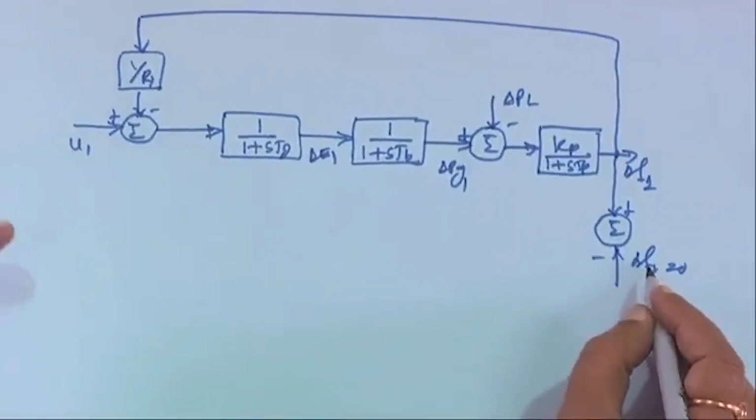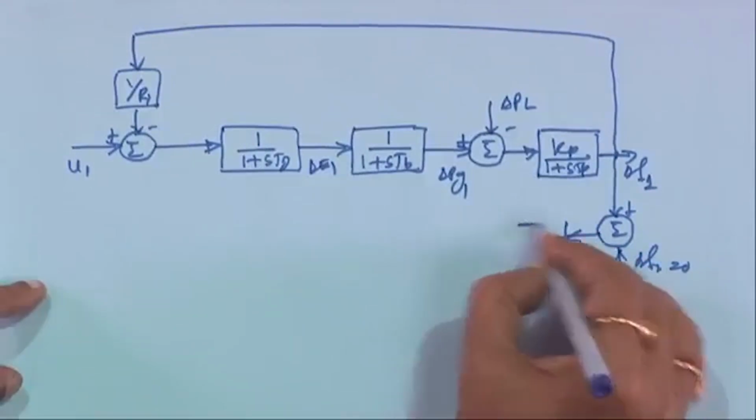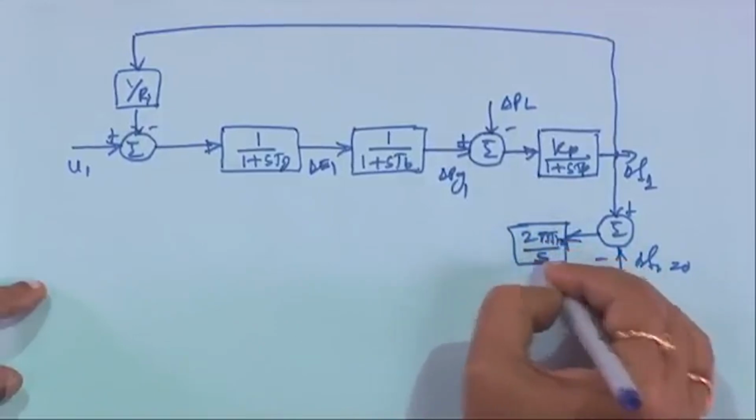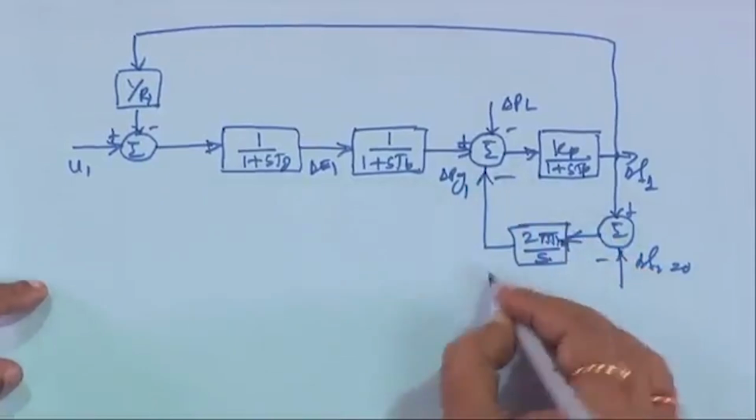I told you that because of the area capacity, the tie power will be there. This will be there. Tie line is there. So it is 2 pi T12 upon S, and here it will be there. This side it will not be there.